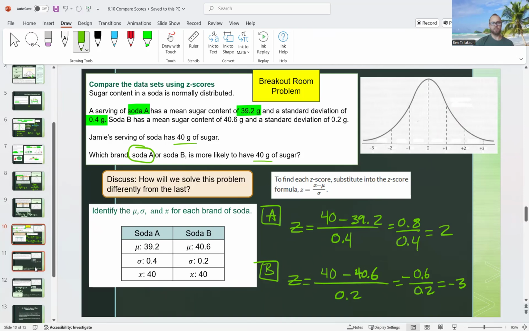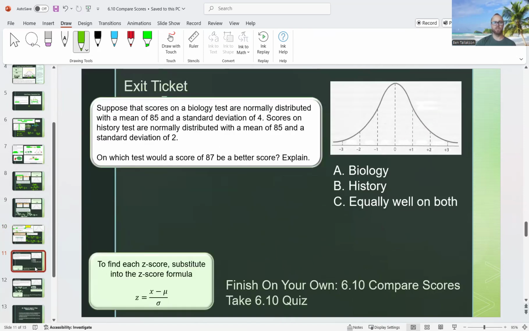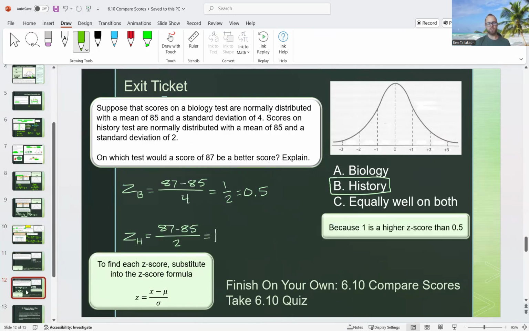And finally, our exit ticket. Suppose that scores on a biology test are normally distributed with a mean of 85 and a standard deviation of 4. Scores on history tests are normally distributed with a mean of 85 and a standard deviation of 2. On which test would a score of 87 be a better score? Explain. Was it A, B, or C? Let's take a look. B, the answer is history.